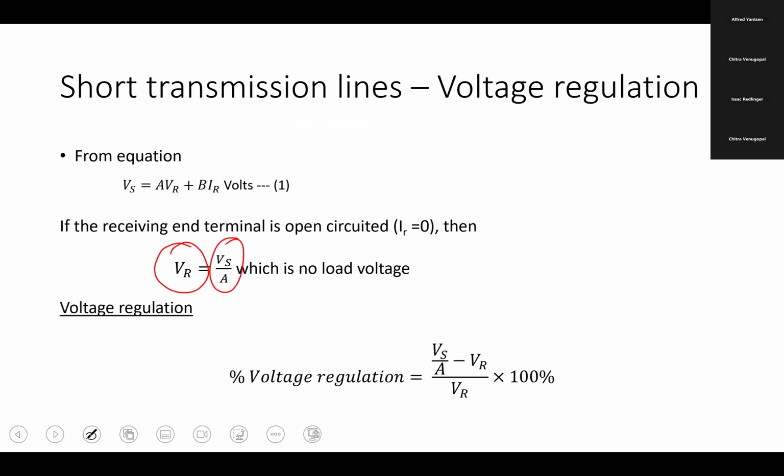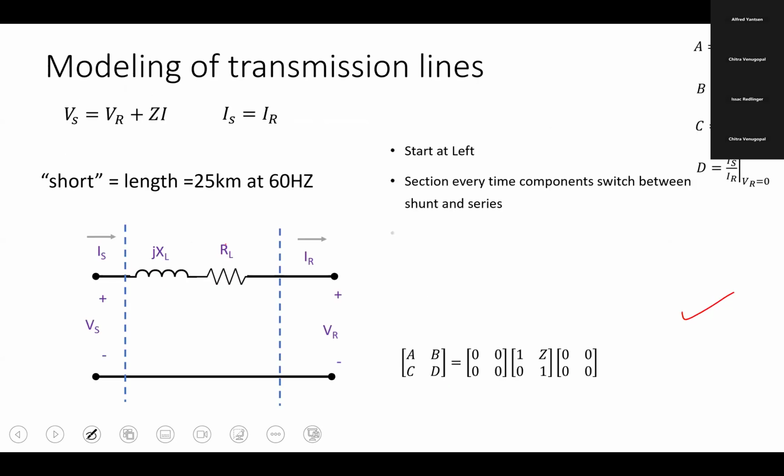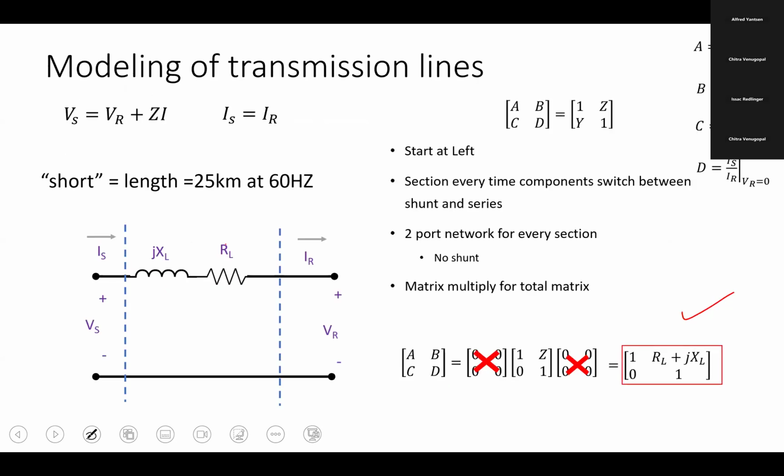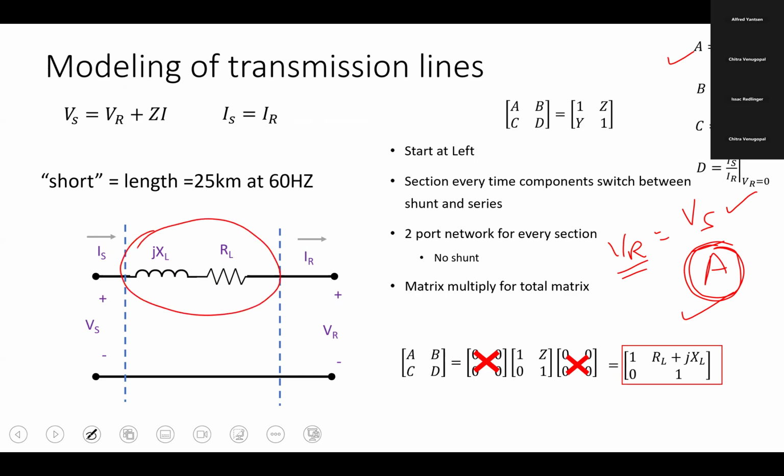Because A is Vs over Vr. So VR equals Vs over A. A is coming in the denominator. So whatever you input here, based on the A parameter value, your VR is going to be reduced. So what is A? A is coming from the elements that you are putting in.